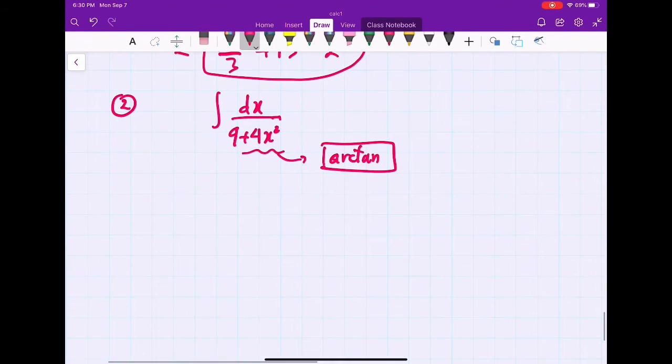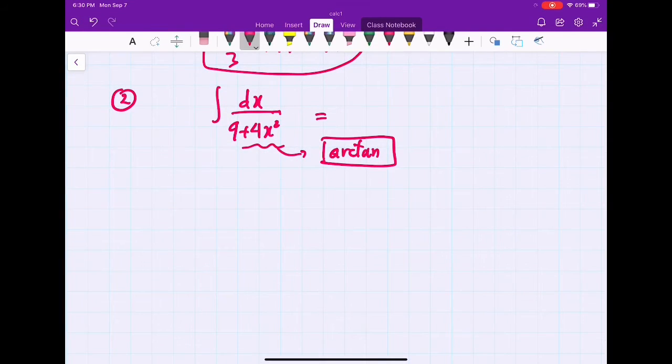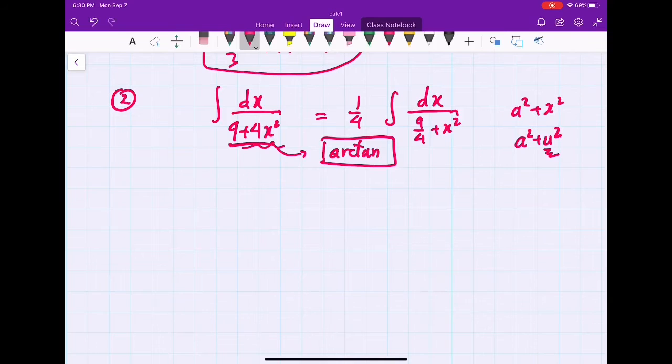I would write it like this. If you want, you might take 1/4 out. I write 1/4 and then dx over 9/4 plus x squared. You see, because you have a squared plus x squared. If you want to use a squared plus u squared, you need to change the variable, you need to do substitution. If you don't want to change, you might take 1/4 out, which means dividing this by 4.